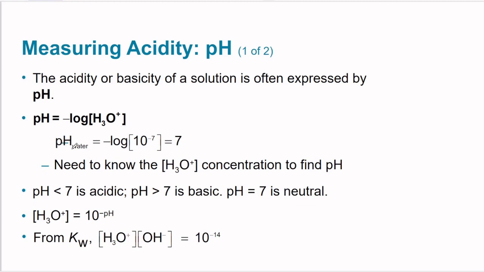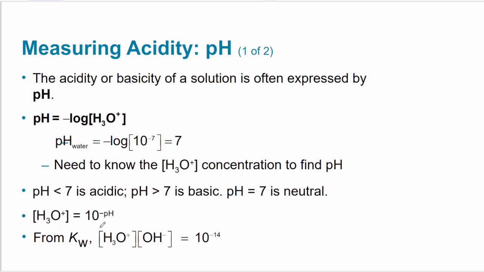So the pH of pure water, now this is not the water that you're going to find in your puddle, this would be pure water, is negative log of 1 times 10 to the minus 7, and that is 7. So a neutral solution has a pH of 7. So you need to know the H3O+ concentration to find the pH, because you have to plug it in. If a pH is less than 7, the solution is acidic. If it's greater than 7, the solution is basic, and if it's 7, it's neutral.